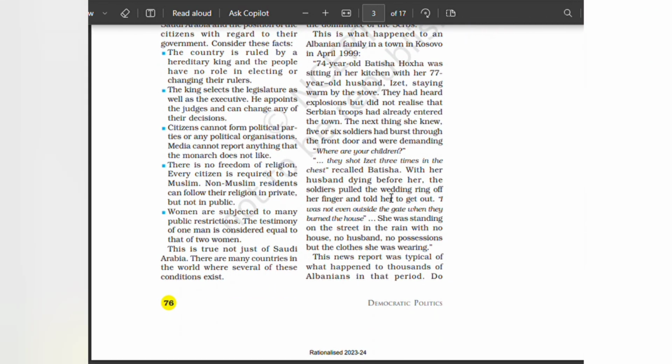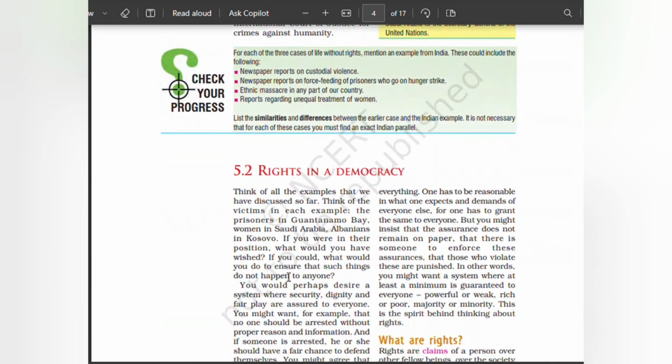I was not even outside the gate when they burned the house. She was standing on the street in the rain, with no house, no husband, no possessions but the clothes she was wearing. This news report was typical of what happened to thousands of Albanians in that period.